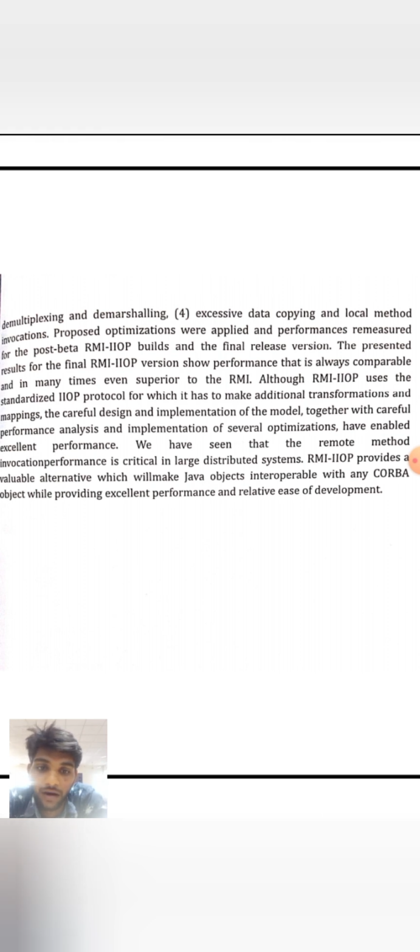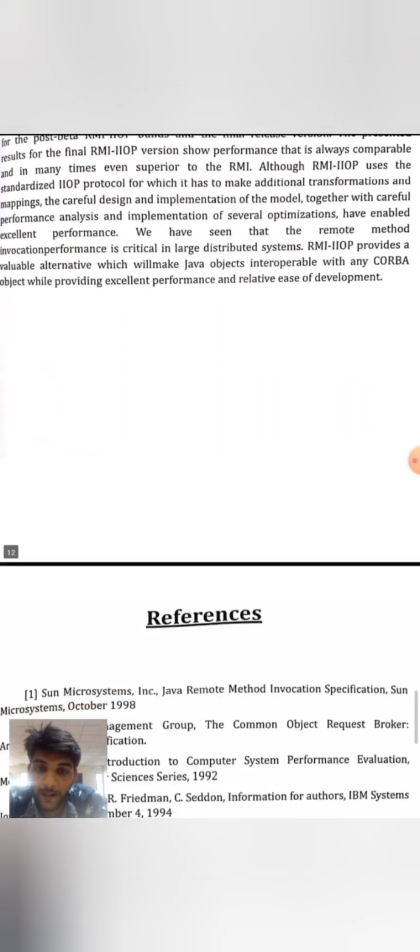We have shown that remote method invocation performance is critical in a large distributed system. RMI over IIOP provides a valuable alternative which will make Java objects interoperable with CORBA objects while providing excellent performance and relative ease of development.